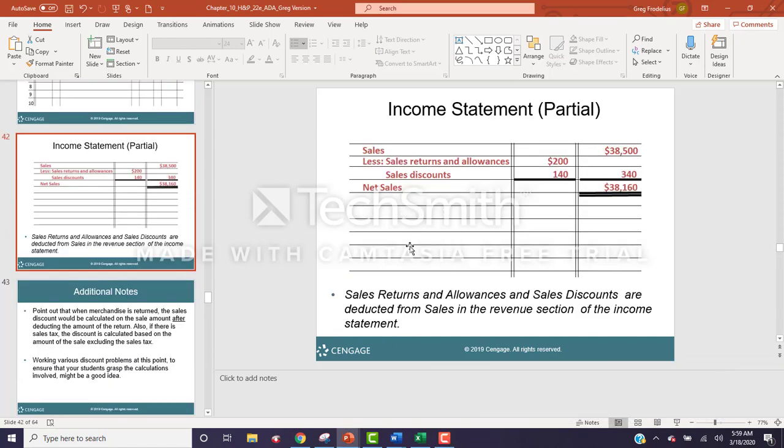So like I mentioned earlier, when it comes down to sales, we have a gross sales. As an example, we have gross sales of $38,500. We have less sales returns and allowances of $200. We have less sales discounts of $140. Subtotal those to equal $340. Subtract that $340 from the $38,500, and we get net sales of $38,160.